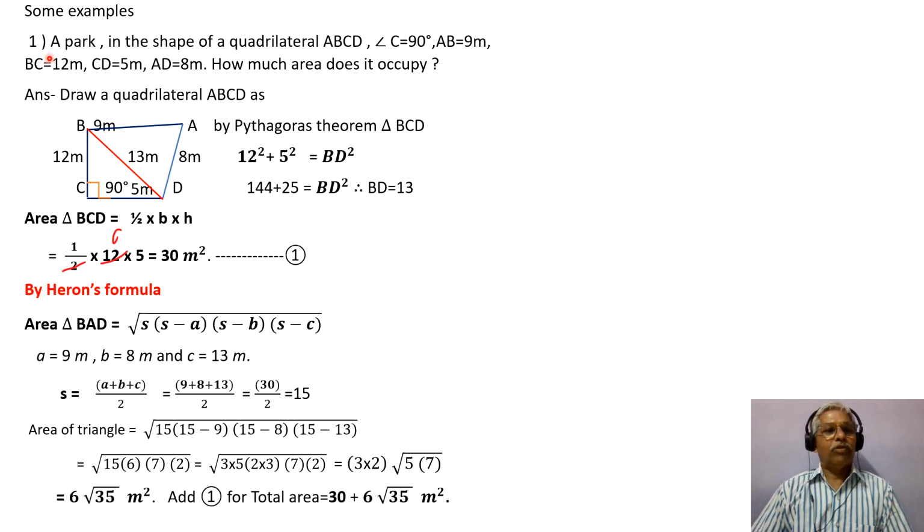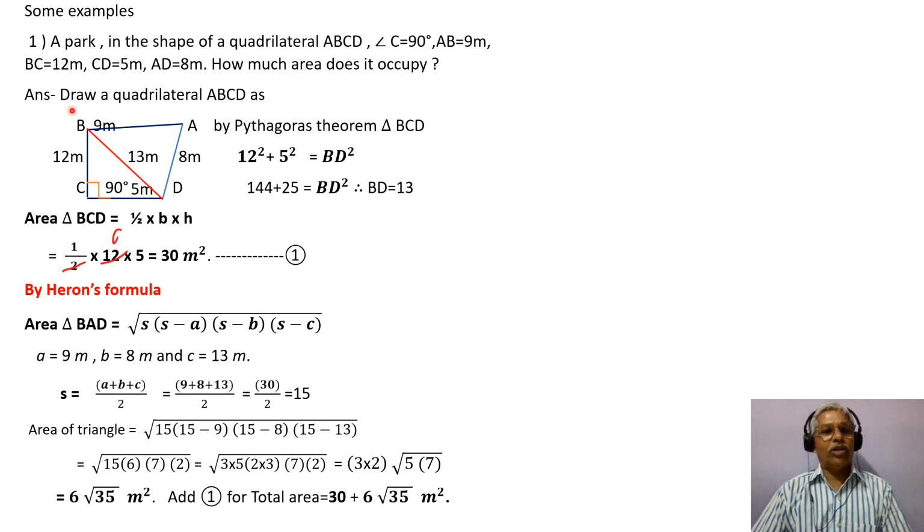Some examples. First one, a park in the shape of a quadrilateral ABCD. Angle C is 90 degrees. So draw this. Okay, ABCD. Angle C is 90 degrees. AB is 9 meters. BC is 12 meters. CD is 5 meters. And AD is 8 meters. Okay. How much area does it occupy?